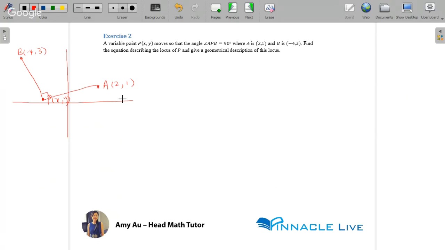Okay, so in other words, the condition here is that the gradient of AP times the gradient of BP should equal minus one, which is the condition for perpendicular lines. So that's how you're going to use that information. Given that's the condition, we're going to try to get the gradient of those two sections first. So let's start with the gradient of AP.